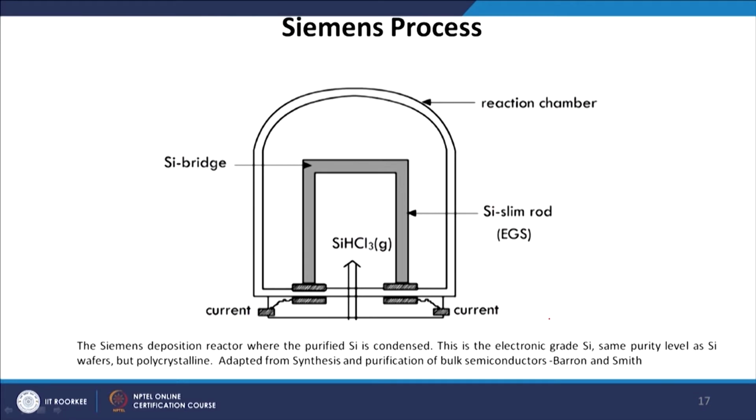In this furnace here, you see that this furnace has a reaction chamber and there is a silicon bridge, and on this side there is a silicon slim rod. Now, the chlorosilane which is coming from here in gaseous form is condensed and then it goes to the further fractional distillations. The current source is given by the 2 electrodes. These are the Siemens deposition reactors where the purified silicon is condensed; the purified silicon will be condensed here. This is the electronic grade silicon, same purity level as silicon wafers, but these are polycrystalline, adapted from the synthesis and purification of bulk semiconductors from the book by Baron and Smith.